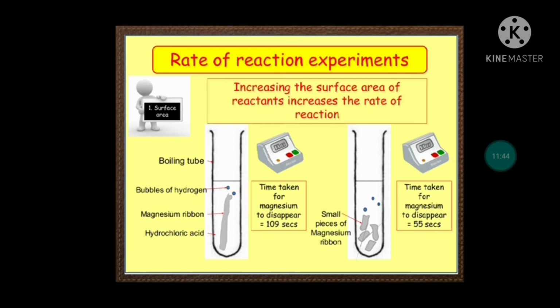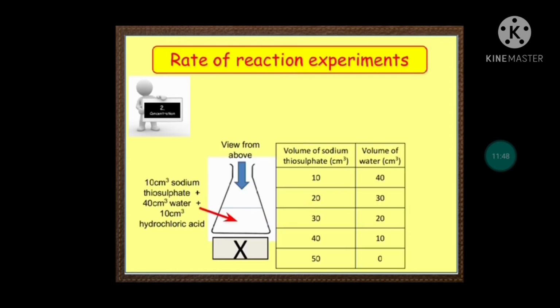So increasing the surface area increases the rate of reaction. Another one we have is concentration. For example, we have a 10 cm cube, that is 10 ml of sodium thiosulfate plus 40 ml of water, and you can check it here.